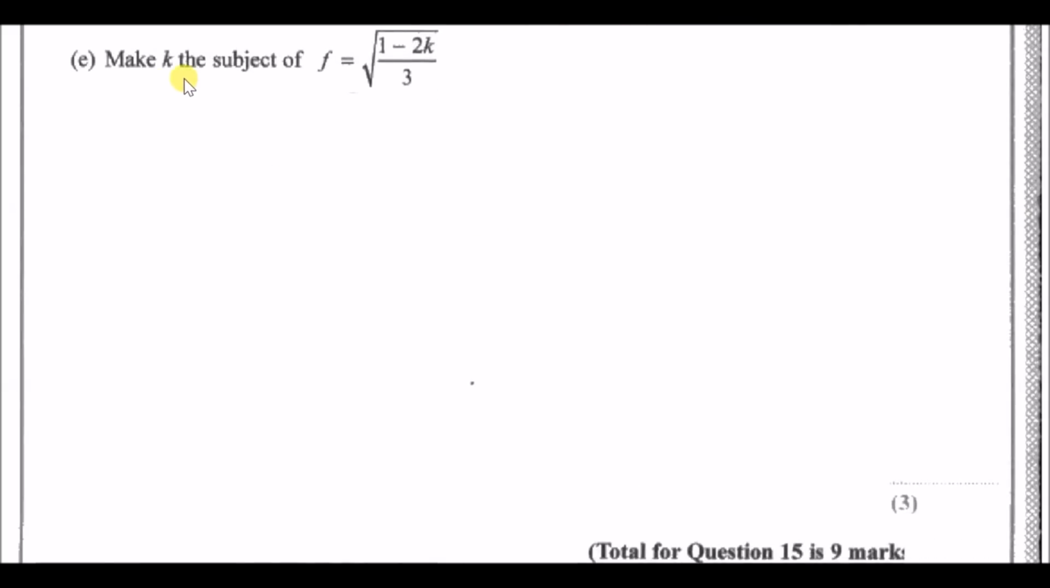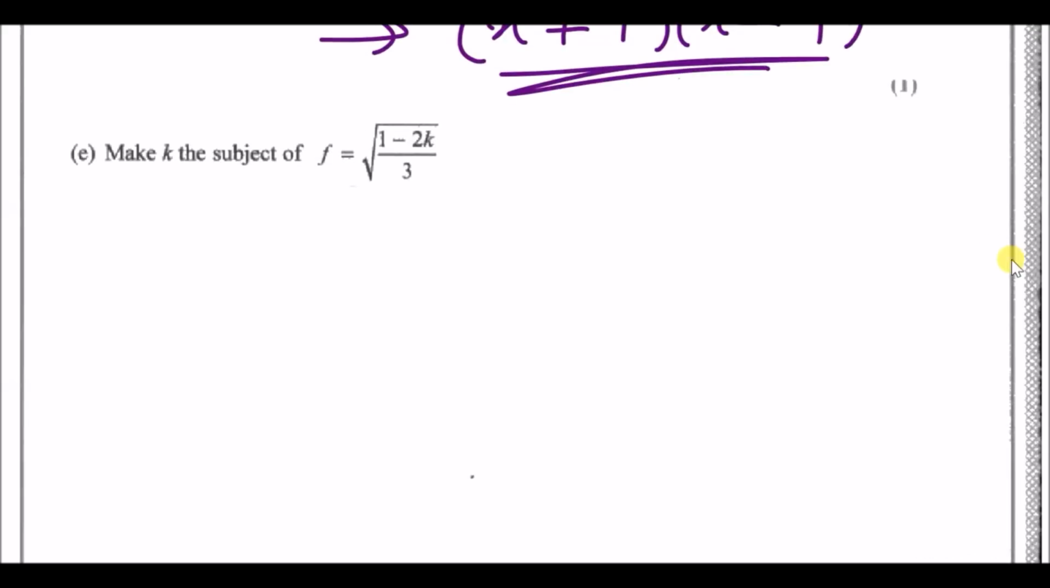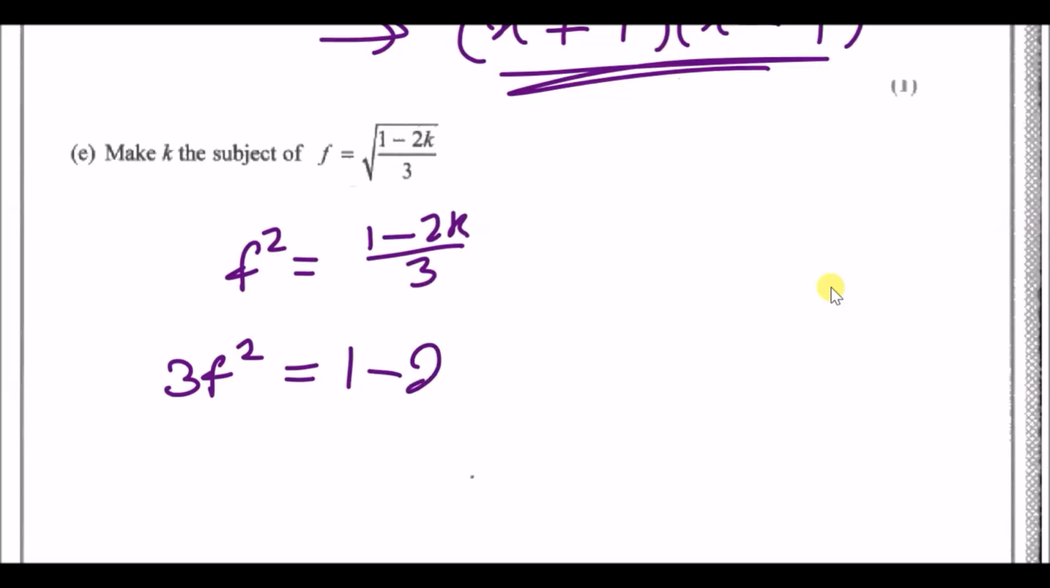Make k the subject of this function where f equals the square root of (1 minus 2k) over 3. Now first things first, before we even do anything, let's clear that square root to make it look a bit better. To clear the square root, we need to do the opposite, which is squaring. So square both sides, you get f squared equals (1 minus 2k) over 3. So the square and square root cancel out. Now the next step is to clear the fraction. So multiply 3 across, so you get 3f squared equals 1 minus 2k.